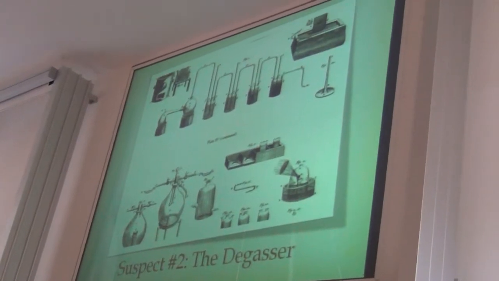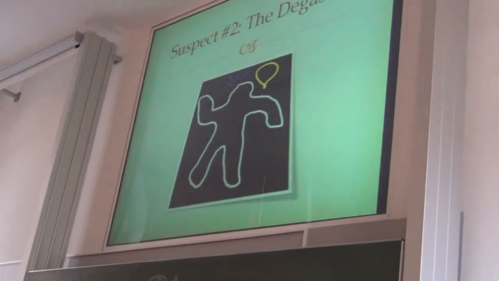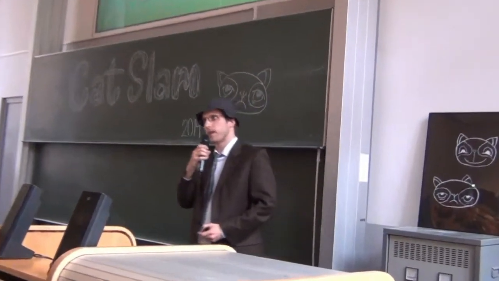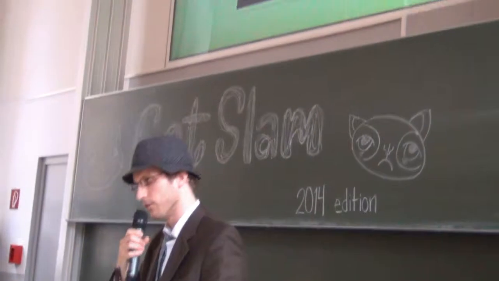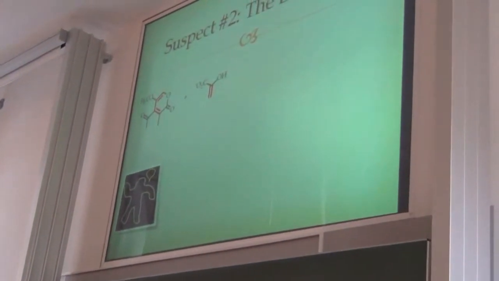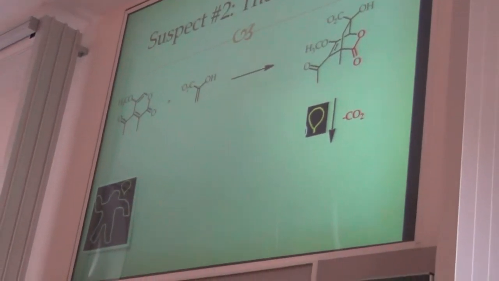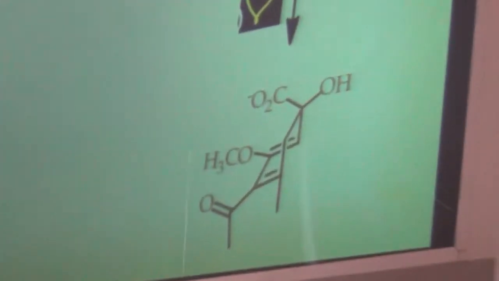Second suspect is the degasser. The degasser's signature move is that you always find a balloon filled with carbon dioxide and you find some water splashes on the floor. What the degasser does, it combines these two molecules and then makes the same ring structure, but we don't recognize it because it's so unstable, because it has CO2 in it, which gets eliminated. That's why you find the balloon. Then this molecule is still unstable because it can eliminate water. That's why you find the water splashes.